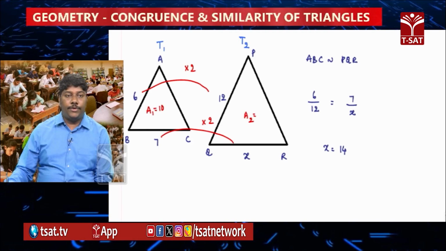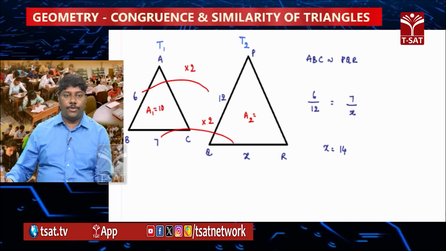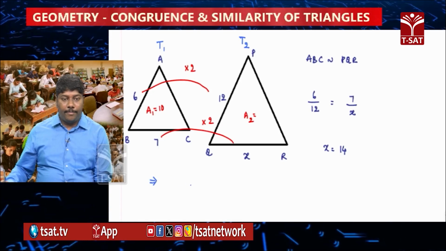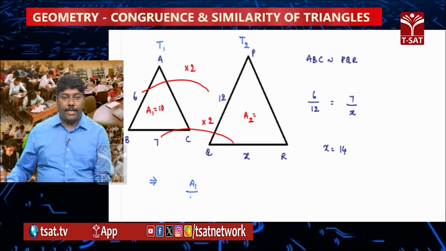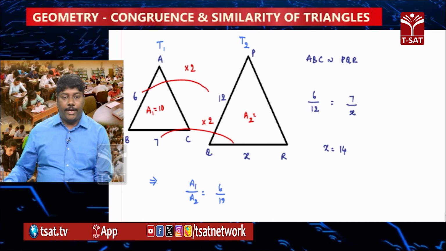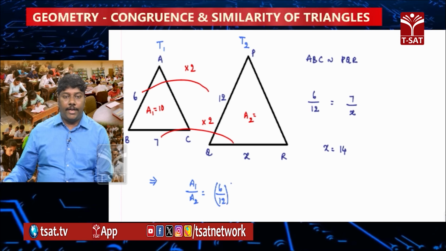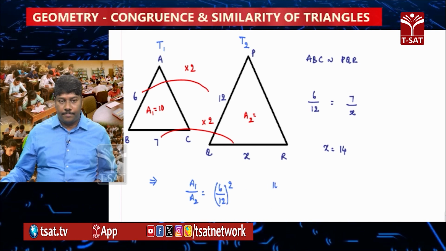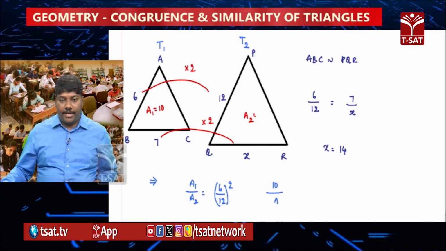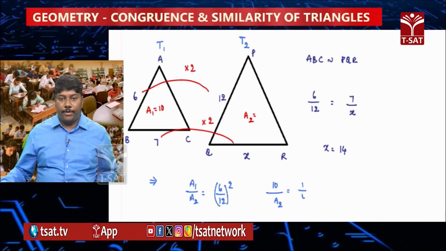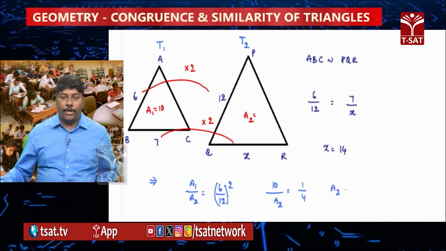Their sides ratio is 1:2, means their areas ratio will be 1:4. Remember, if you look at it by formula, area 1 by area 2 is equal to side 1 by side 2 whole square. 6 by 12, any known sides you take and square it. So area 1 is 10 by area 2 is equal to 1 by 2 whole square, which is 1 by 4. Area 2 is equal to 40.